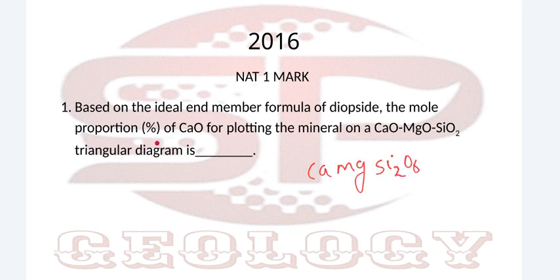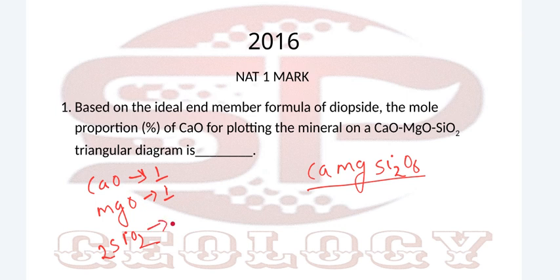CaMgSi2O6. So you have to calculate the mole proportion of Ca. In this formula, the oxides CaO, MgO and SiO2 are present. CaO is present 1 mole, MgO 1 mole, and SiO2 2 moles. So we have to calculate the mole proportion of CaO.